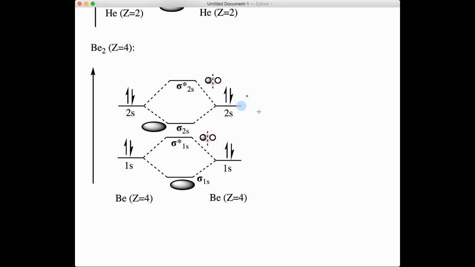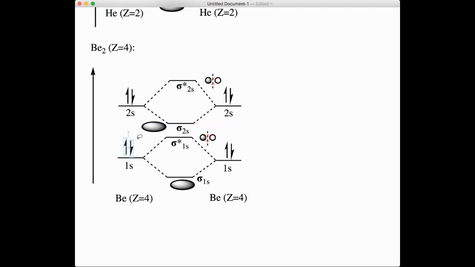So that's the linear combination of atomic orbitals from each beryllium atom. Linearly combining a total of 4 atomic orbitals, 2 1s and 2 2s, leads to 4 molecular orbitals. 2 are bonding and 2 are antibonding. Now my question is, how many electrons are we going to place in the molecular orbital diagram for the Be2 molecule? I need to add up the electrons in each atom. That's 4 plus 4, a total of 8. So I need to place 8 electrons in my molecular orbital diagram.